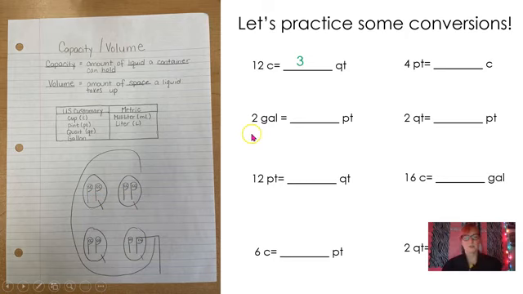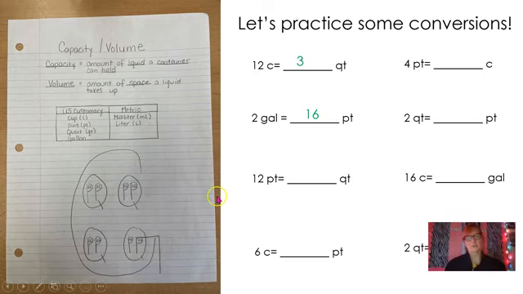Next, I want to know 2 gallons. So I would need 2 of these guys to find out how many pints that would be. I can look inside of this 1 gallon and see that I have 1, 2, 3, 4, 5, 6, 7, 8 pints. So if I drew a second gallon, I could do 8 times 2, which would be 16 pints.